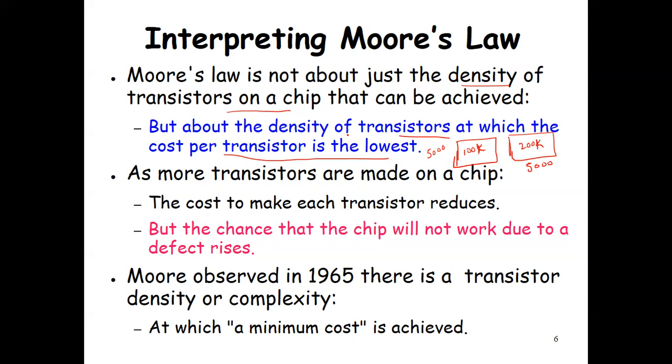So as the density of the transistors increases, the cost per transistor will also be reduced. So we are not only packing more transistors inside the chip, but also the cost will be reduced at that rate, right?